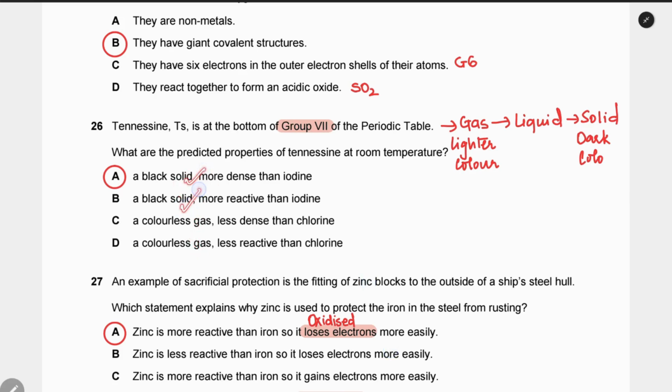If you have two options as solids, we need to see which is going to be more reactive than iodine. No. Over here, as you know, fluorine is more reactive. So, more dense than iodine? Yes, more dense.